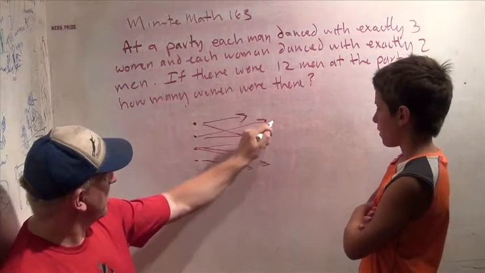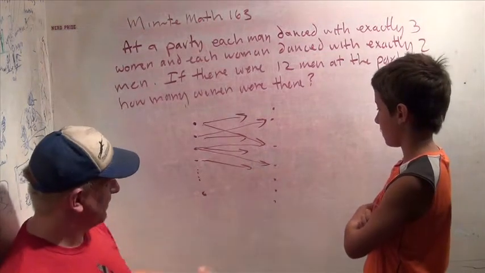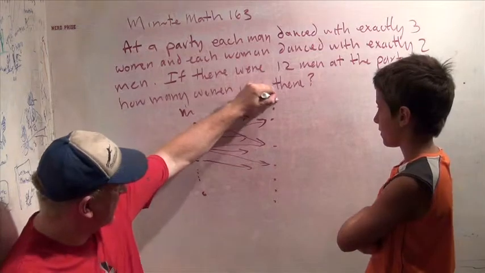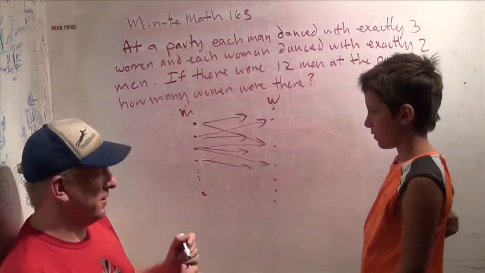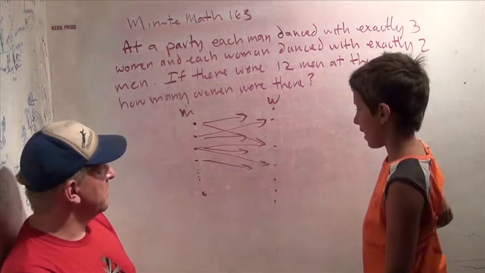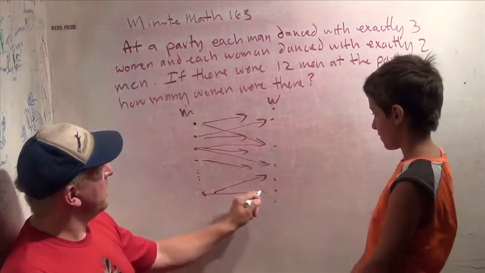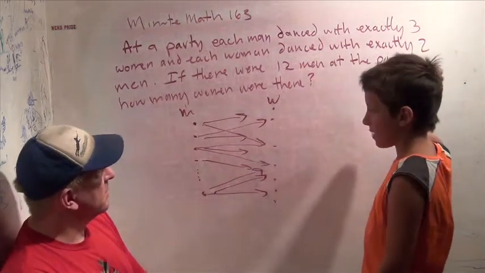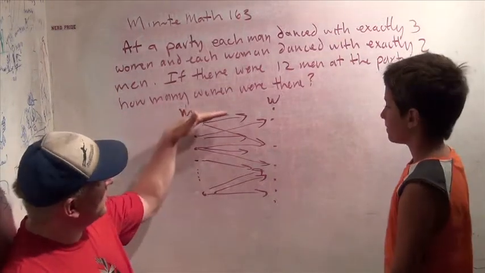Why is that? What do the arrows represent? Because each man danced with 3 women. This is the men, this is the women, here's the dances. How many arrows are there, for just the men? There would be 36 arrows. Why is that? Because there's 12 men, and each man gets 3 dances. Okay, there you go. So there's 36 arrows.